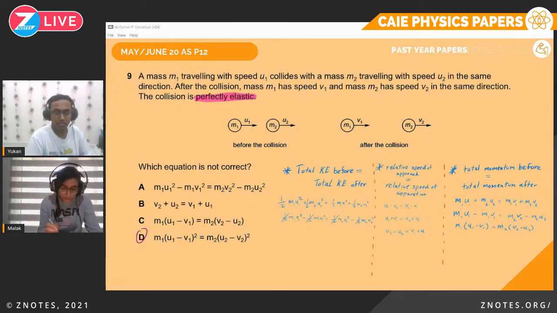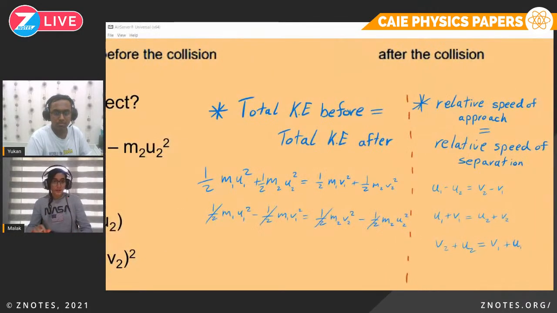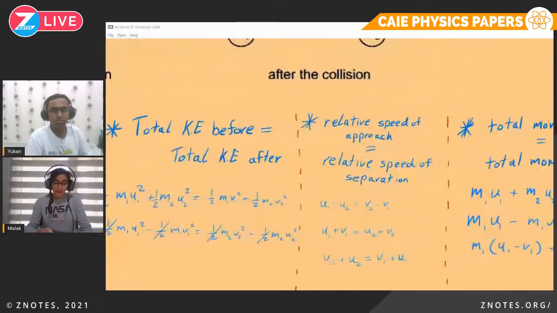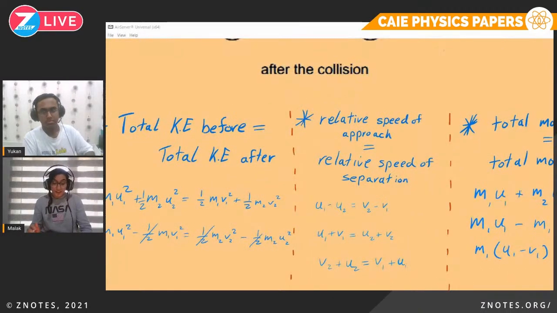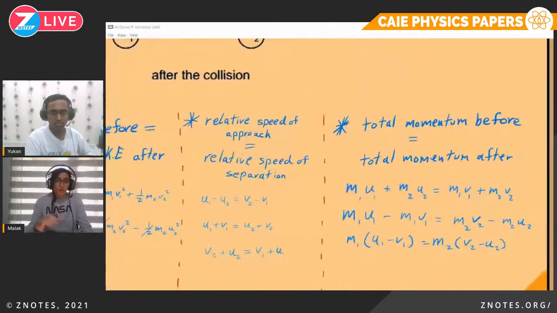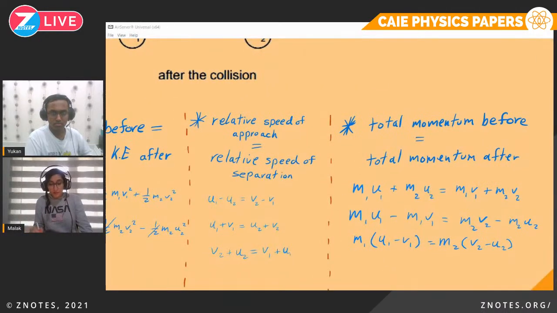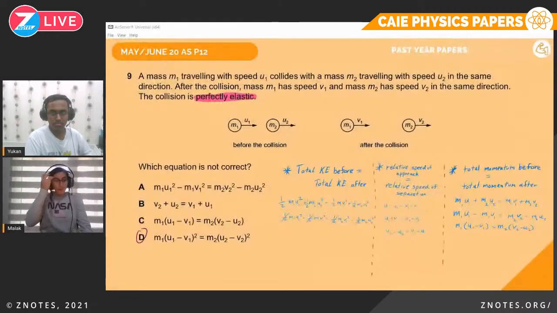Of course, we know some rules about elastic collisions. One is that total kinetic energy is conserved: total kinetic energy before is equal to total kinetic energy after. Second, relative speed of approach is equal to relative speed of separation. And the last, which applies to all collisions, is that total momentum before is equal to total momentum after. These are the three rules we have. Now to check which equation is not correct.